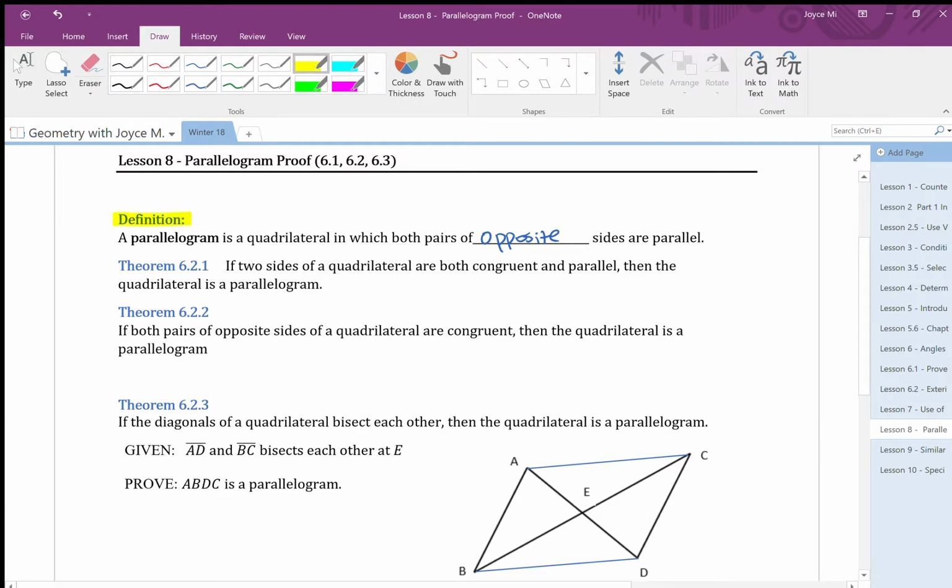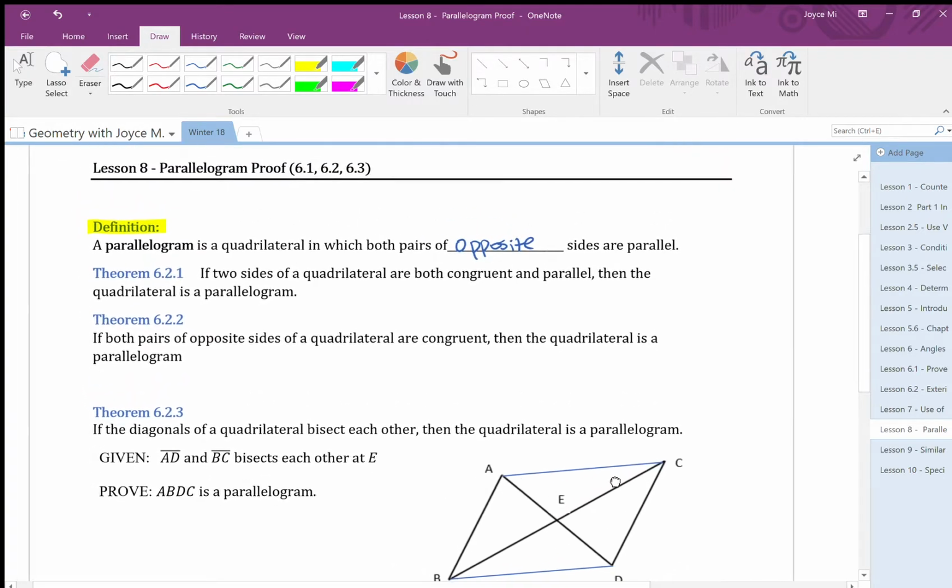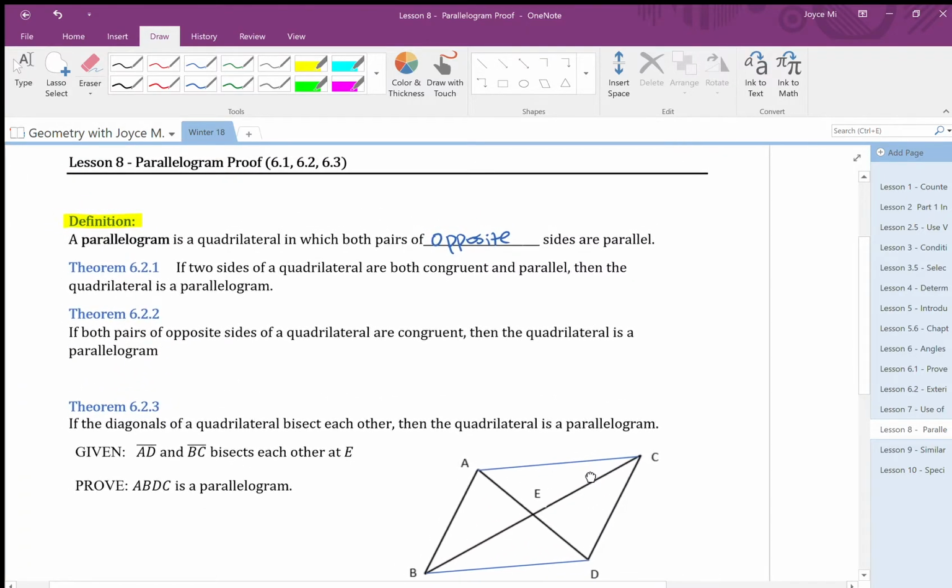We also learned three theorems. If two sides of a quadrilateral are both congruent and parallel, then the quadrilateral is a parallelogram. That's the first theorem. The second one says if both pairs of opposite sides of a quadrilateral are congruent, then it is a parallelogram. And the third one is that if the diagonals of a quadrilateral bisect each other, then the quadrilateral is a parallelogram. Before we move on to the exercise, let's try to understand what each one is saying.